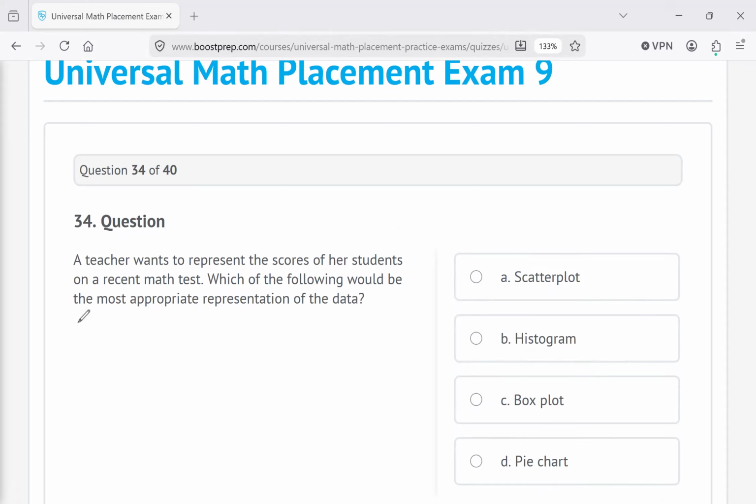Okay, double check. Yeah, it's definitely a box plot. Box plot would be the best. Histogram, why box plot? Because it has the mean, the median, the range, it has all that. You want to know the mean, the median, the first quartile, second quartile, all that good stuff. So that is why it's C.